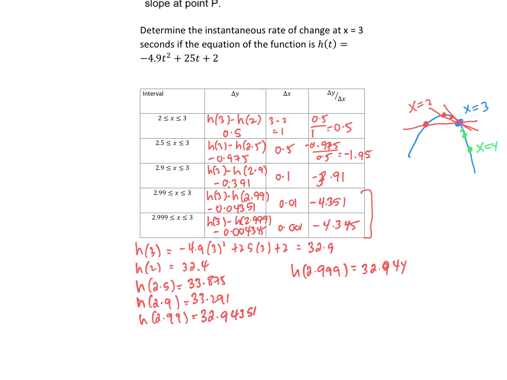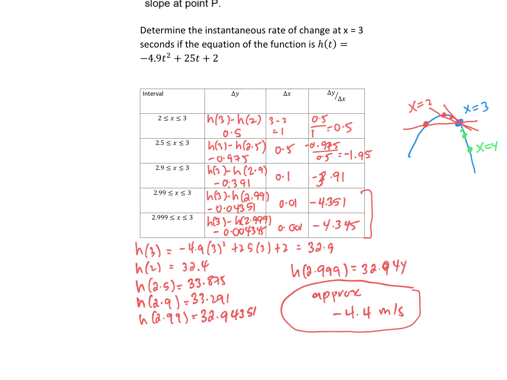If I wanted to check one more interval, I could do 2.9999, but I'm going to say that's a good approximation. I'm going to say it's approximately negative 4.4 meters per second, which are the units. So I just rounded that. So that's a good approximation.